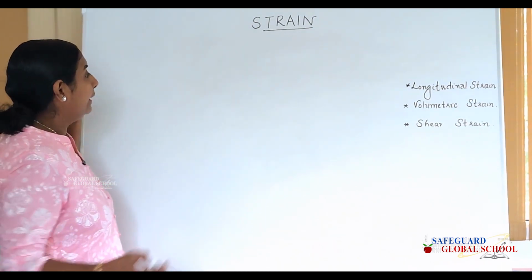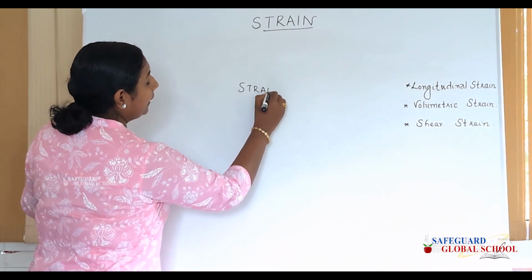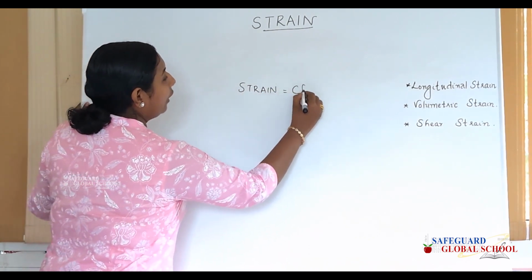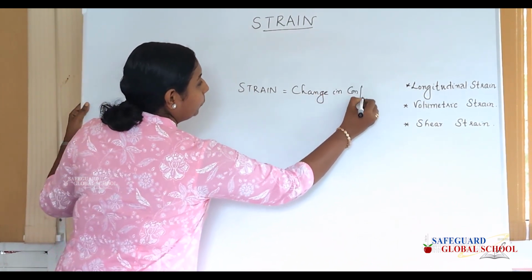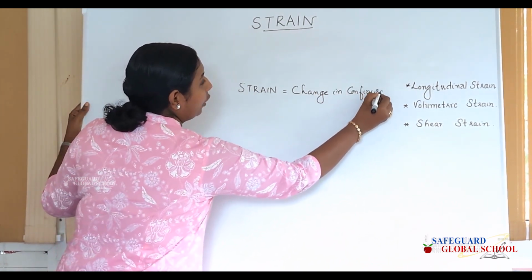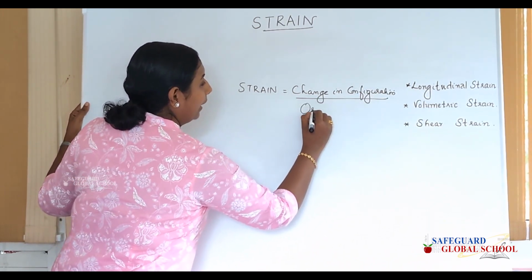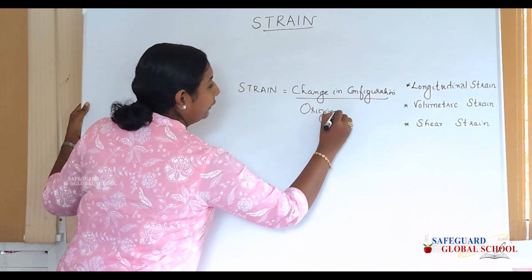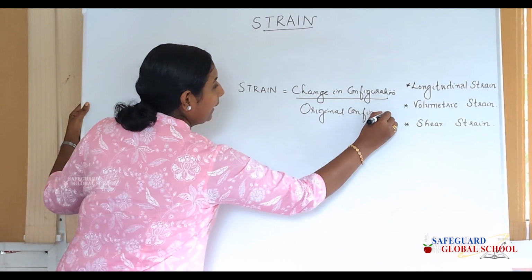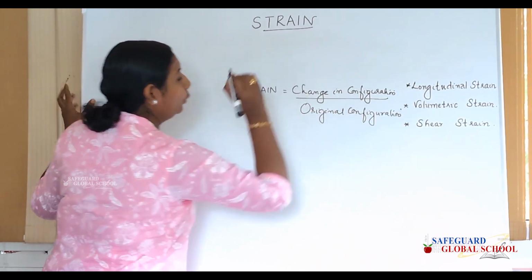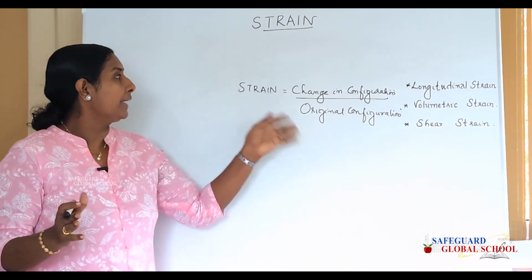So strain basically is defined as change in configuration by original configuration. Change in configuration by original configuration. So what do you mean by configuration? Configuration here refers to the size, shape, length, volume, etc.